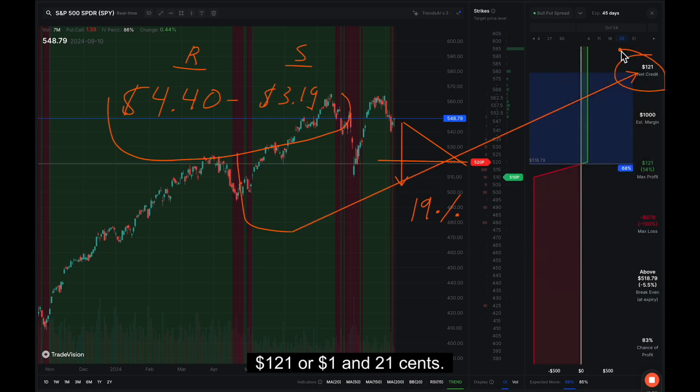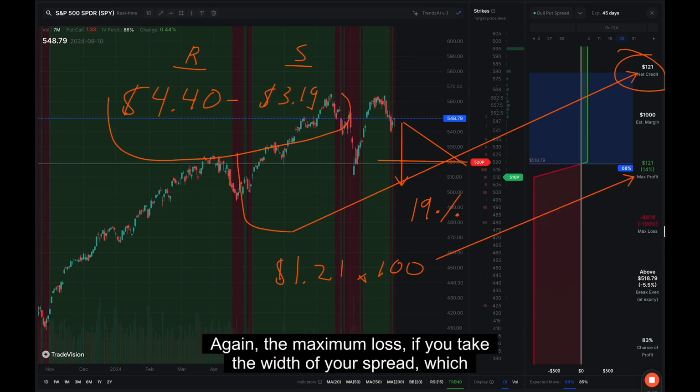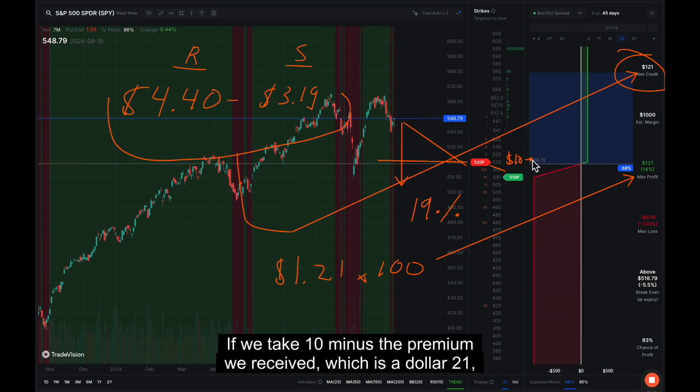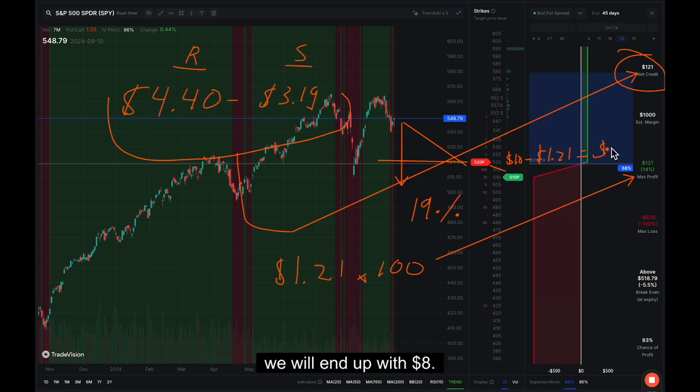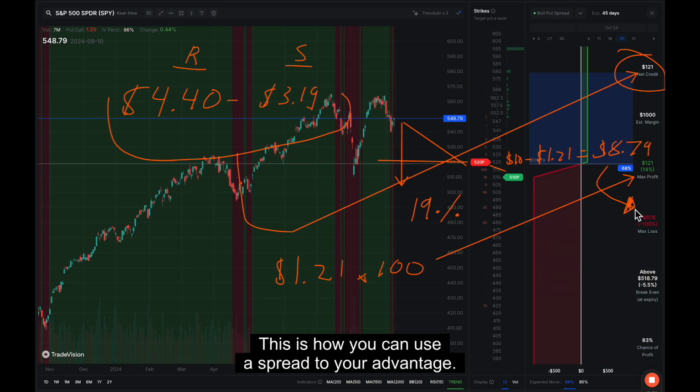$121 or $1.21. Okay, and of course, if you times it by 100, you will get to this number. Again, the maximum loss, if you take the width of your spread, which in this case is these two numbers right here, it's going to be a $10 wide spread. If we take 10 minus the premium we received, which is $1.21, we will end up with $8.79, which will be this maximum loss number right here. Okay, so this is how you can use the spreads to your advantage.